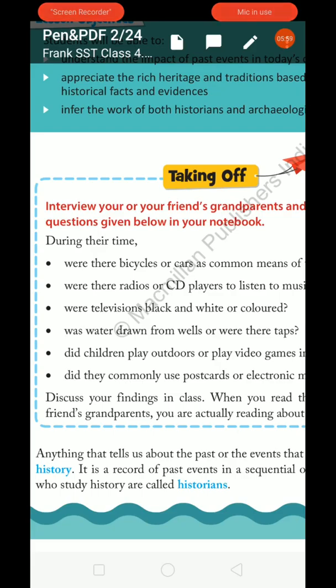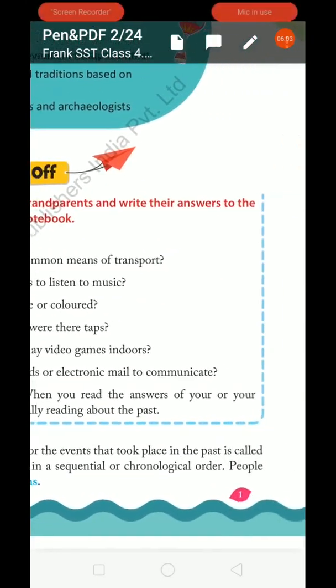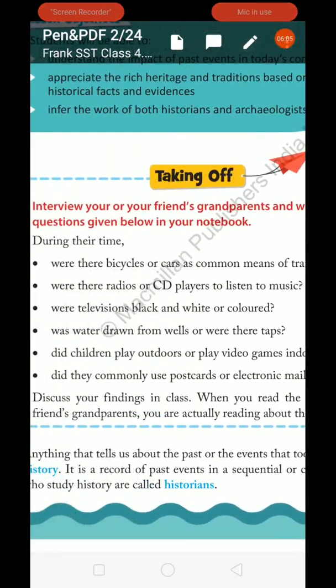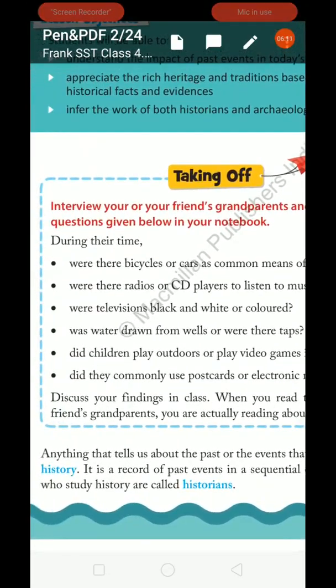Discuss your finding in class. When you read the answers of your and your friends' grandparents, you are actually reading about the past. I think from this discussion, maybe you get a little bit of knowledge about the present and past.